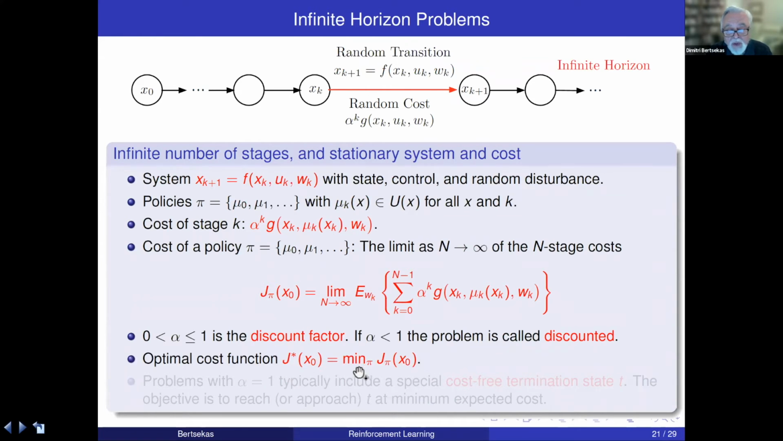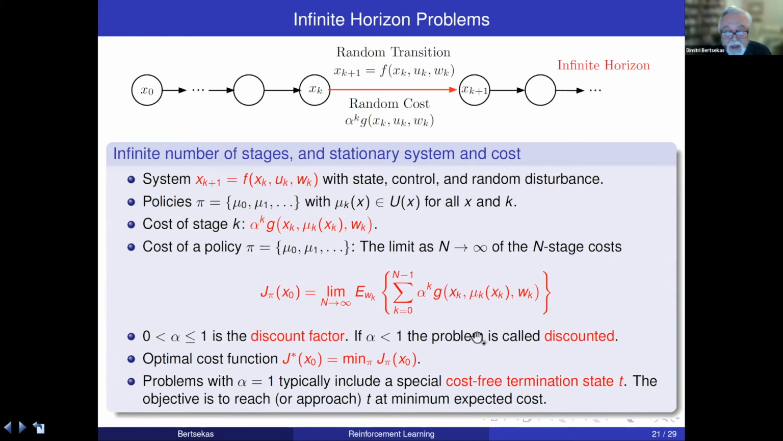And the optimal cost function is the minimum over all policies. It depends on the initial state. It's denoted by J star, and it's the optimal cost of running, starting from a state x0 and going forward for an infinite number of stages using this policy.